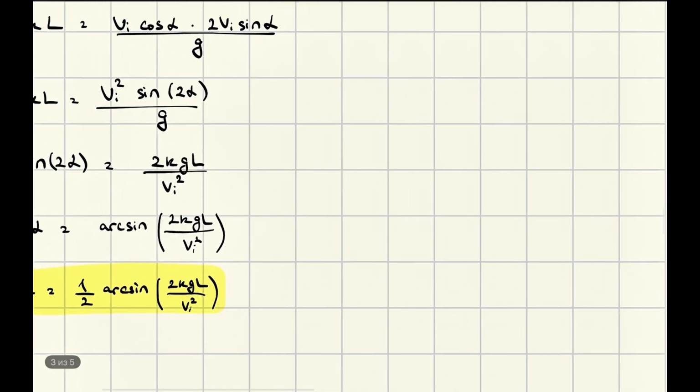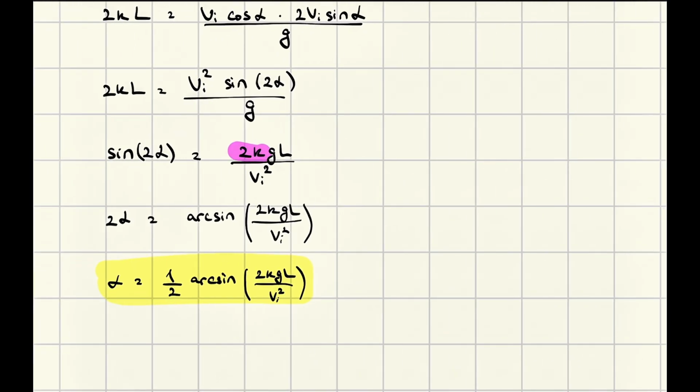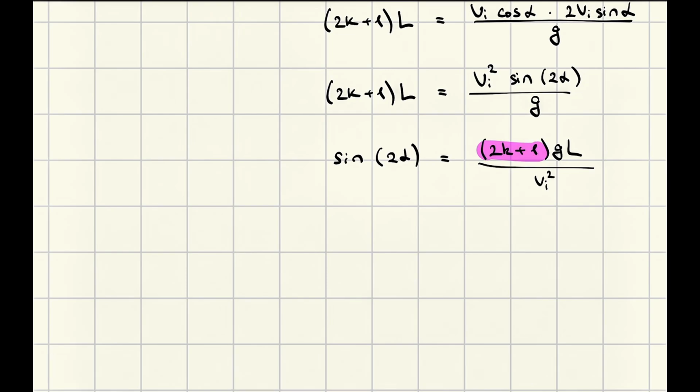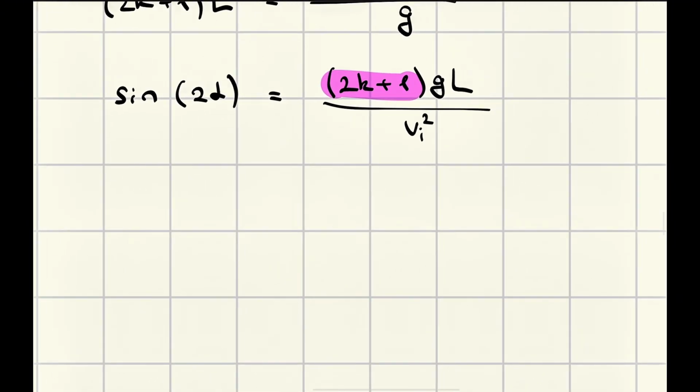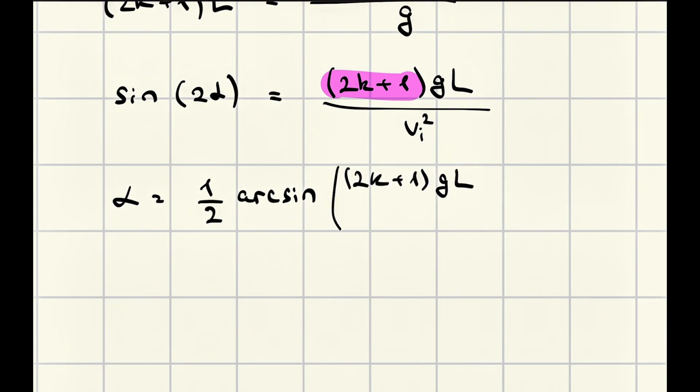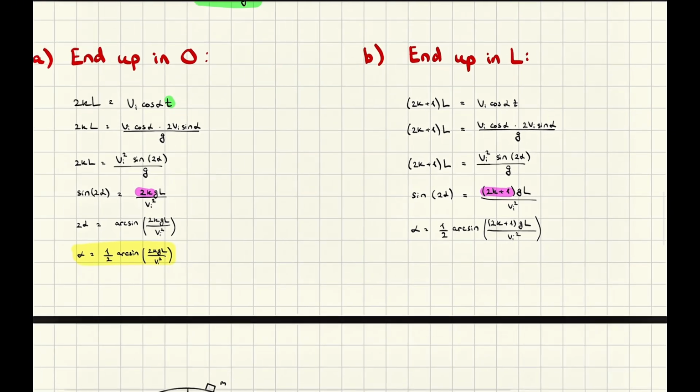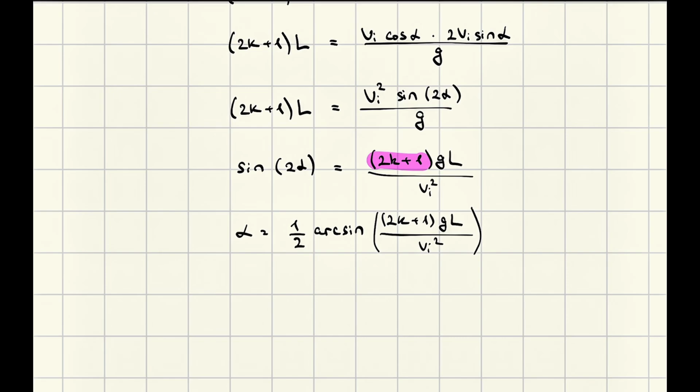This is important because the only things that have been changing are this and this, which show us how many L's we need to move, the odd number or the even number. Anything else is just the same logic. And we can just write here, straight, alpha equals 1 divided by 2 arcsine, and this thing, (2k+1)gL divided by v_i squared, in brackets. Okay, that's good. That's the answer we need.